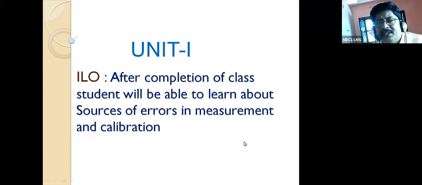And dynamic error. Dynamic error means, as I already told you, when the system is in the on position, the reading fluctuates. So we cannot get the correct reading. Stability is not there due to some disturbances. And then overshoot and frequency response. What is overshoot?